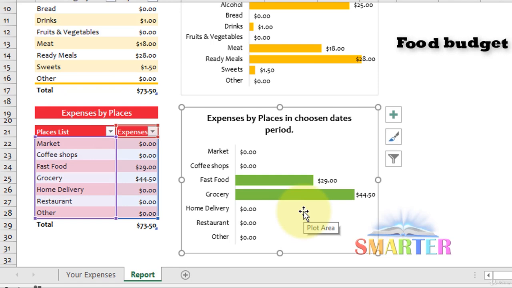This is very simple to make a food budget. I hope you use it.